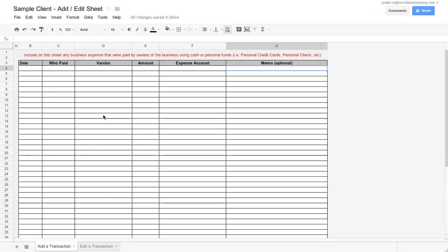Go to your Add Edit sheet, make sure you're on the Added Transaction tab, and fill out the required information. All of the fields here are required except for memo. Start out by putting in the date, who paid for it, who it was to, the amount, and the expense account.